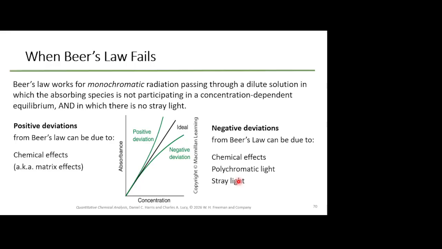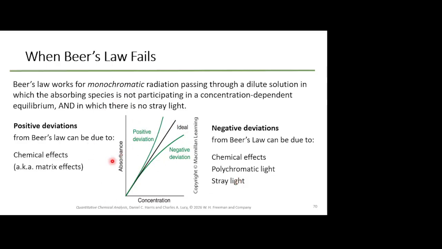Okay, let's talk about Beer's law's failures. Where does it break? Where does it fail? Because that's just as important as where it works, right? You need to know where to avoid it. So this is going to work for monochromatic radiation passing through a dilute solution in which the absorbing species is not participating in a concentration-dependent equilibrium, and in which there is no stray light. Those are all limitations on Beer's law. When those are all true, Beer's law holds. When they're not true, Beer's law does not hold.